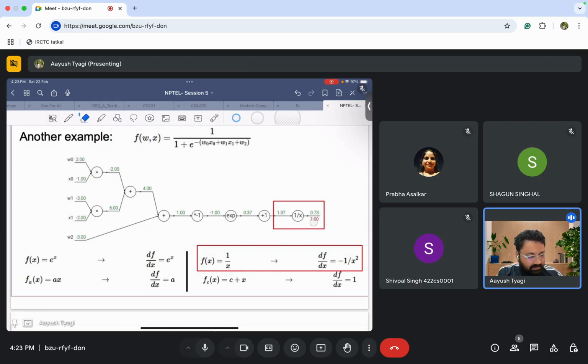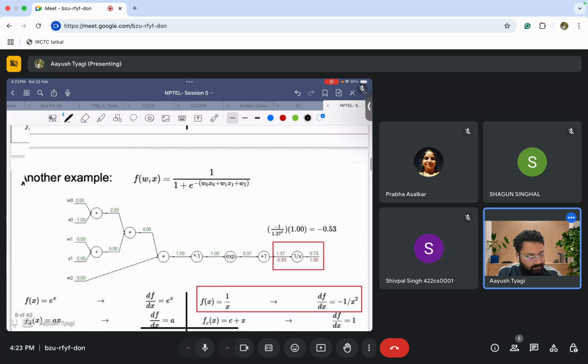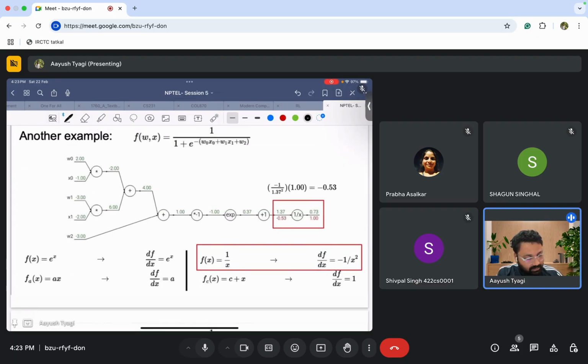The derivative of the output with respect to the output is 1, right? Next you have a node which is 1 upon x. To compute its gradient, you take minus 1 upon x square, with a value of 1.37. So it's minus 1 upon 1.37 whole square, times the 1 coming from here. The gradient value at this point is minus 0.53. Make sense?